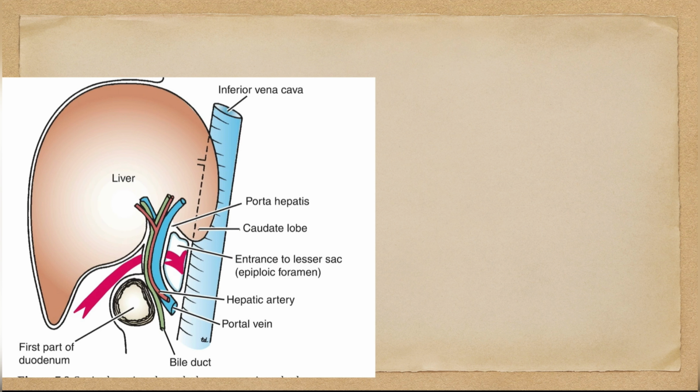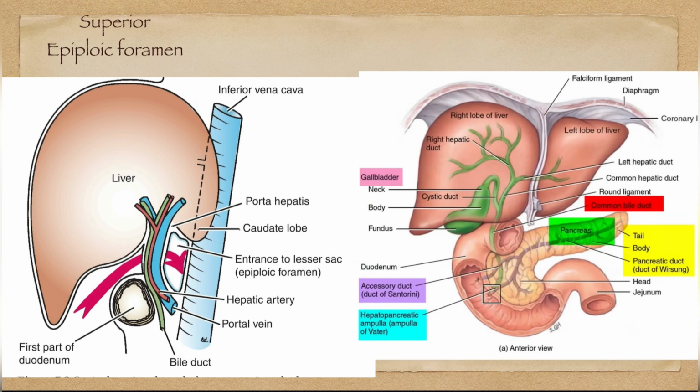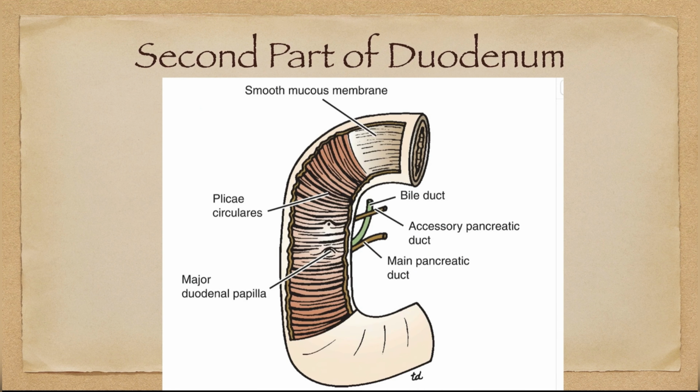Superior to it, we find the epiploic foramen, the foramen that connects the greater and lesser sac, if you remember. Inferior to it, we can see the head of the pancreas.